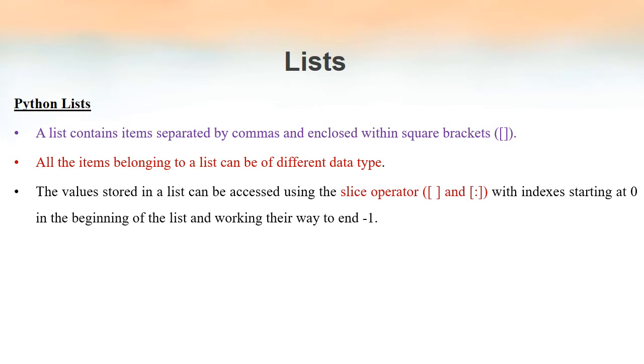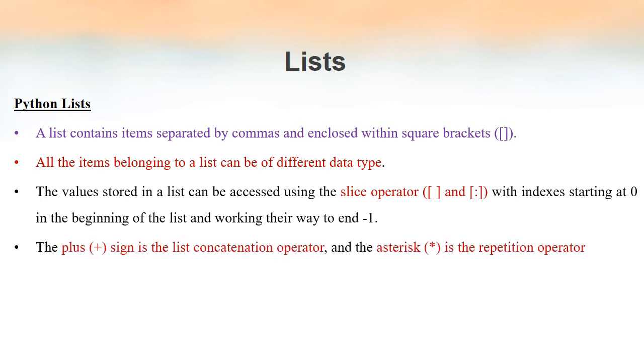And how to access the elements in a list? We can make use of the slice operator, which is the square brackets, and a square bracket with a colon, to access the elements inside the list. And the index numbering, as mentioned earlier, starts from 0. 0 refers to the first element inside the list.